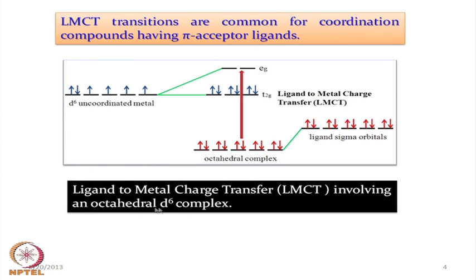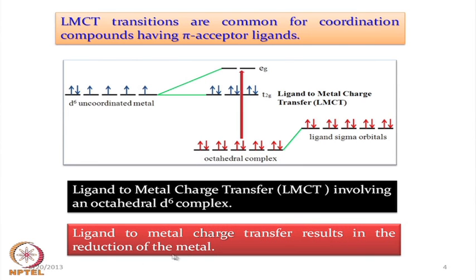So, we have the ligand to metal charge transfer involving an octahedral d6 complex. In case of an octahedral d6 complex, which is definitely low spin, we see the transfer like this, and for this particular case we can have the corresponding separation, which will tell us at which particular wavelength we can see the transition, and experimentally we can measure the corresponding intensity.